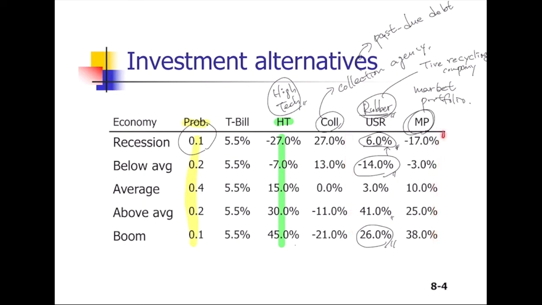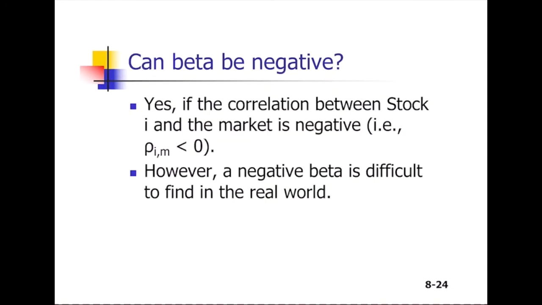So when the market goes up, the collection agency's expected return goes down, right? And when the market goes down, the collection agency's expected return goes up. So it is the opposite way. In this case, the collection agency can have negative beta. But negative beta is difficult to find in the real world. So it's a very rare case.